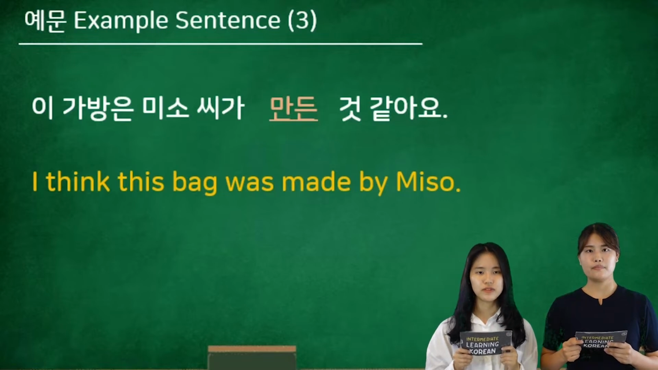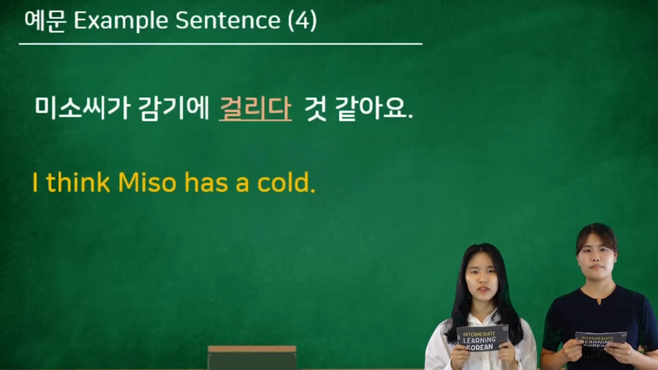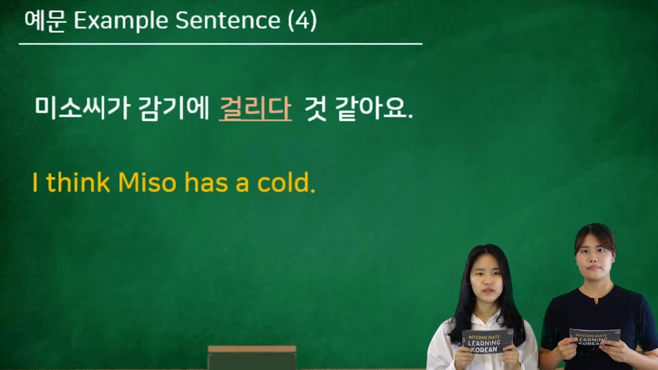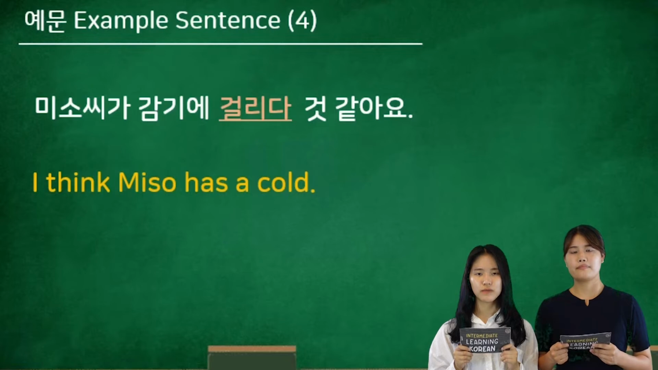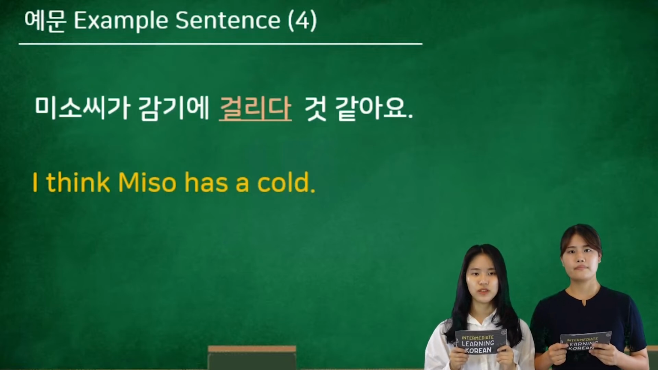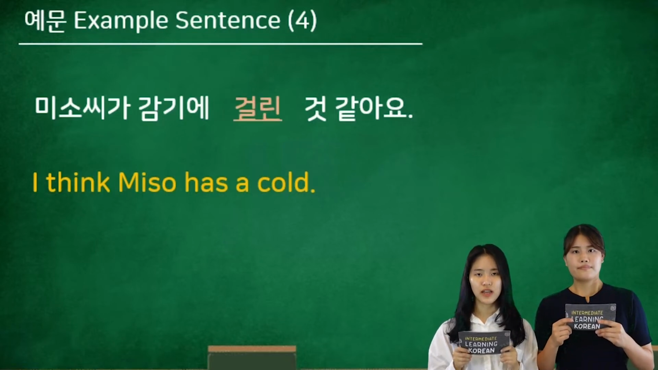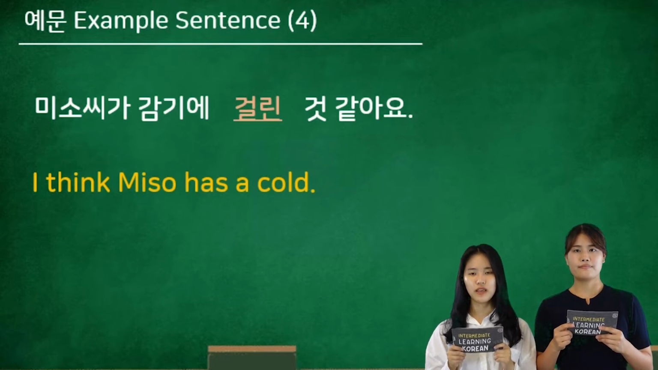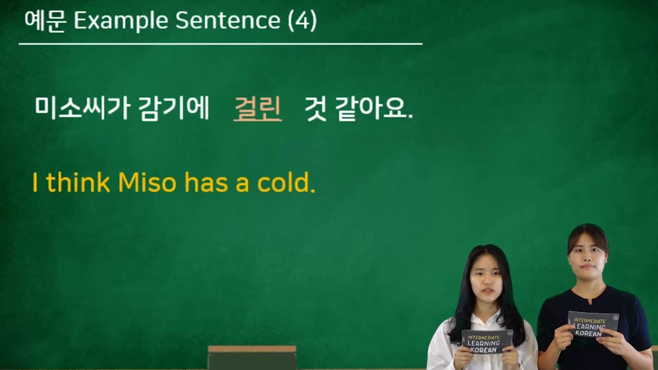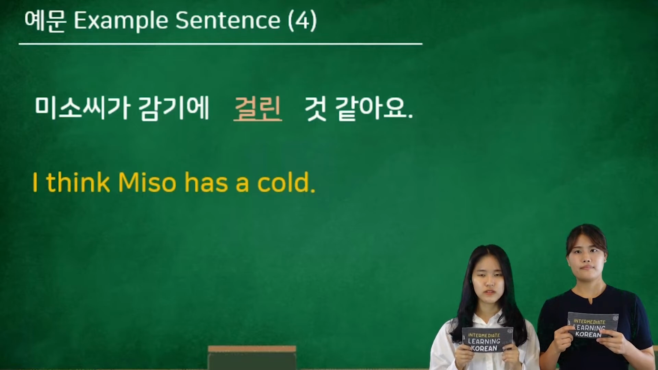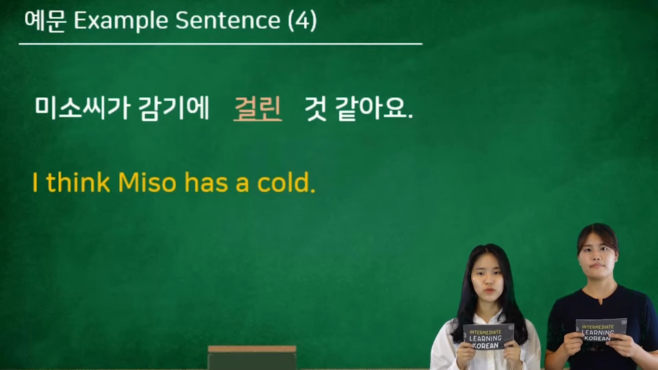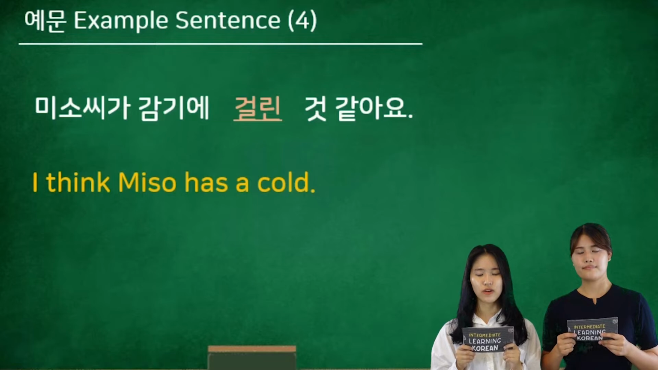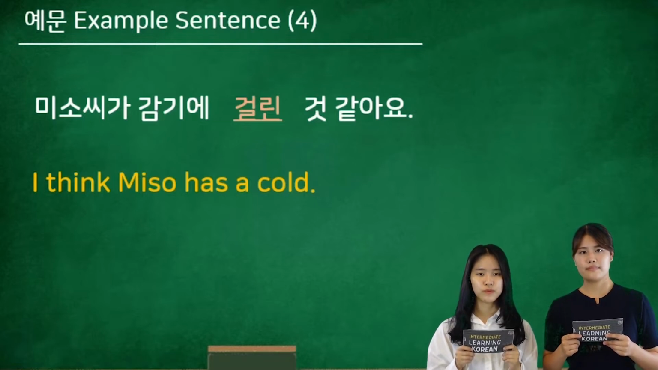Yes, this is the fourth example. 미소 씨가 감기에 걸리다. If you apply the grammar we learned today, it becomes the sentence 미소 씨가 감기에 걸린 것 같아요. Here, if you delete 다 from the verb 감기에 걸리다, we can see that there is no final consonant in the stem of the verb. Then we use ㄴ 것 같아요. So it becomes 미소 씨가 감기에 걸린 것 같아요.